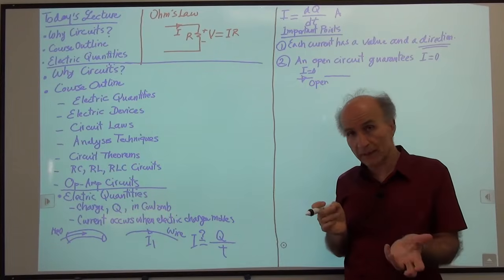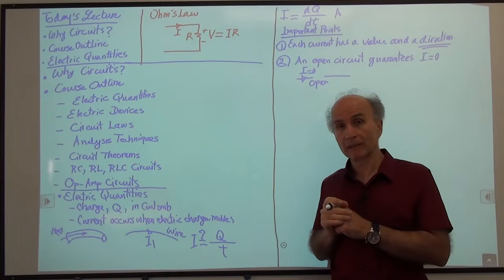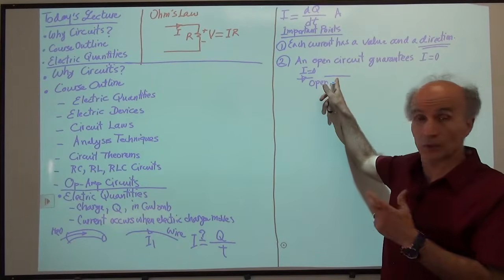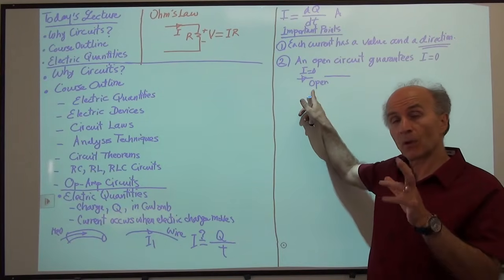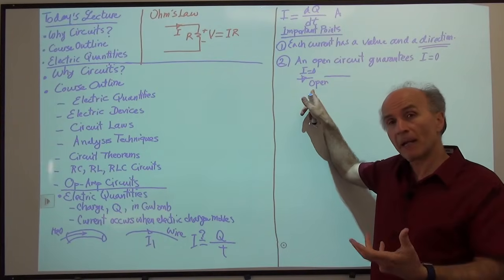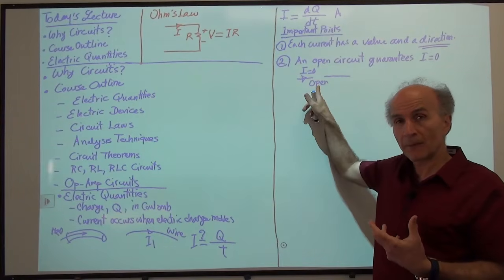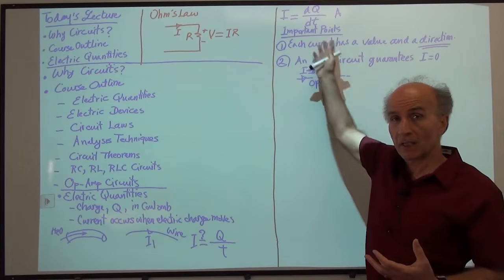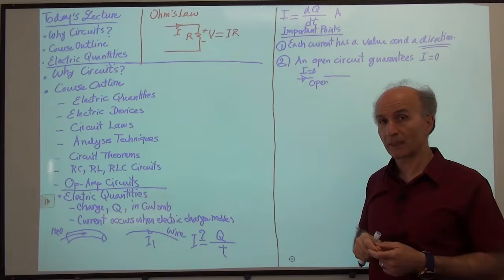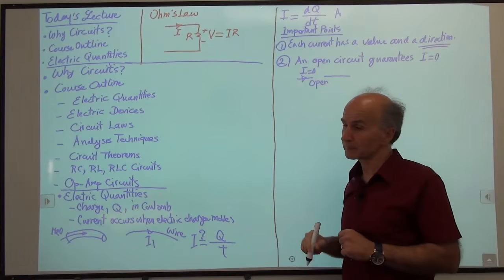This seems trivial right now, but it will become more complicated later. How much is the voltage difference from here to here? We don't know. An open circuit only guarantees a 0 current, but it knows nothing about the voltage from here to here. That voltage is given by the circuitry surrounding this open circuit. All right, just keep that in mind.